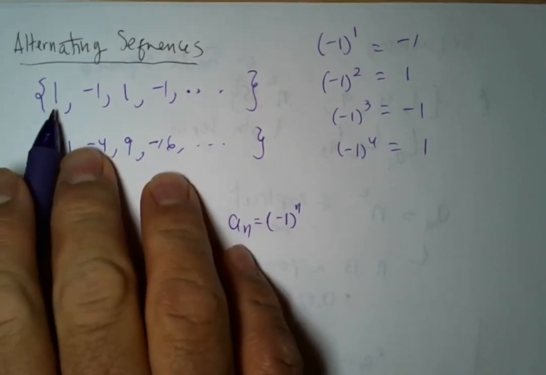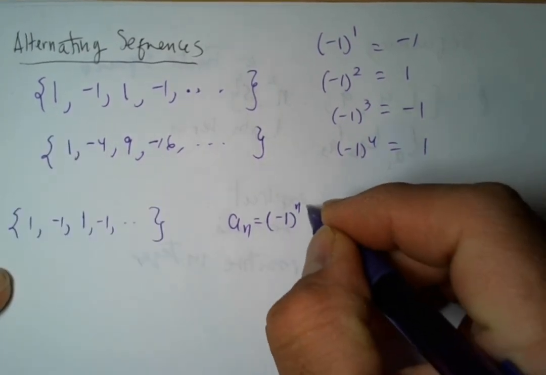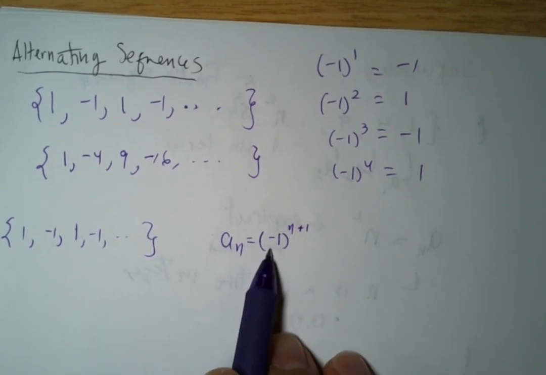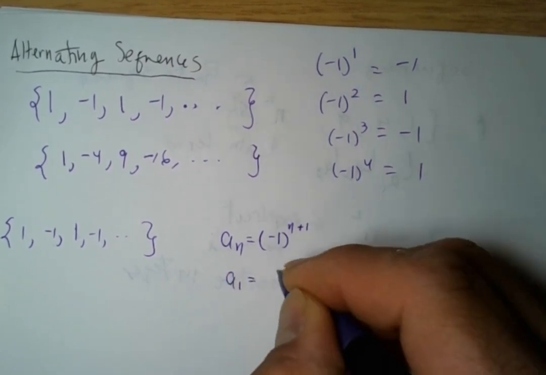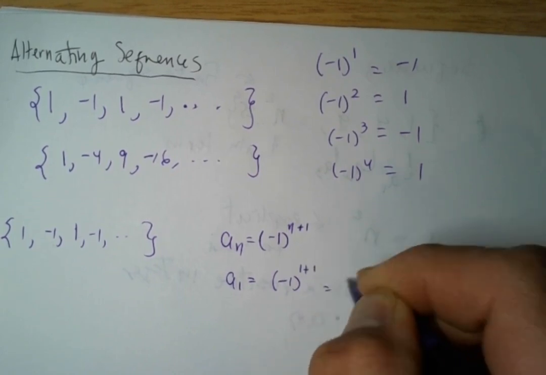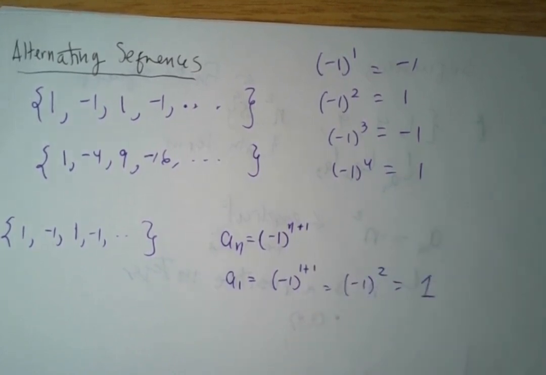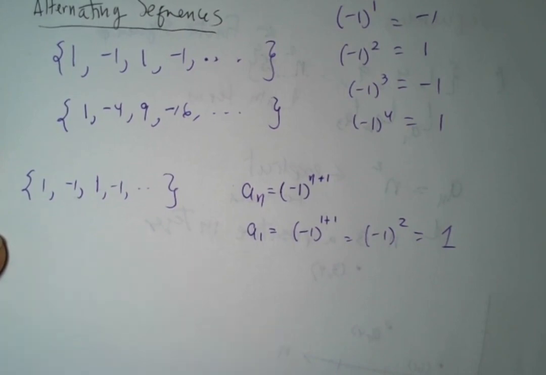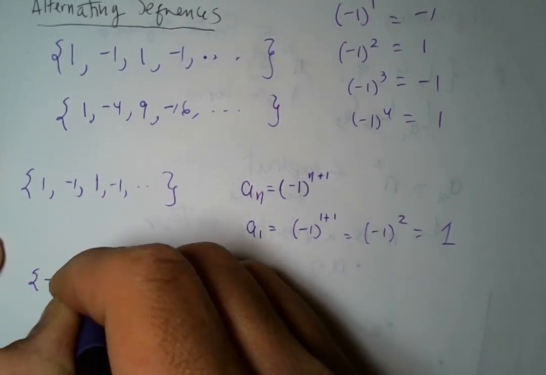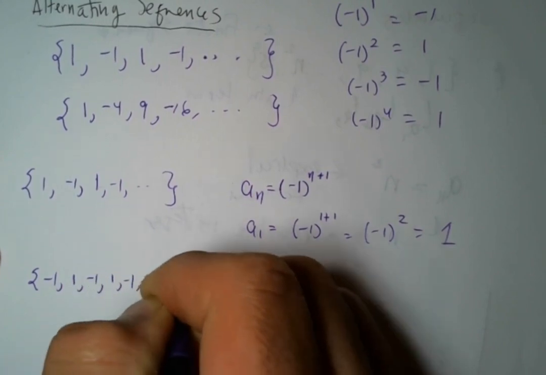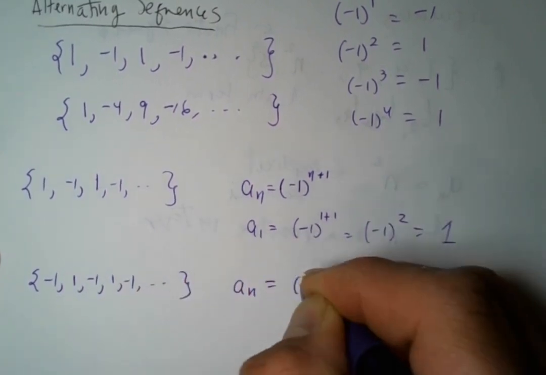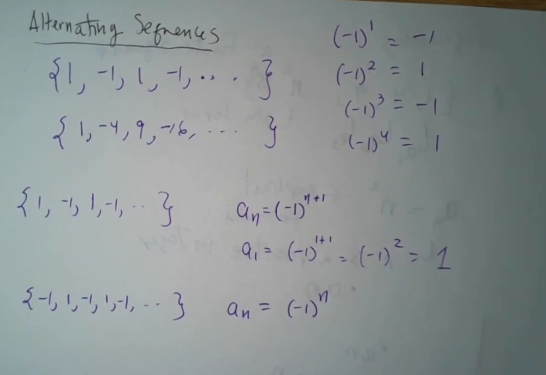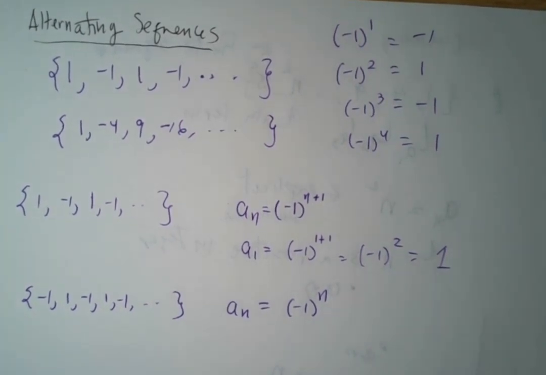If it starts off positive, we do have to be careful here. One way we can shift the terms is by adding 1 or subtracting 1. If we add 1, a1 starts off as -1 to the 1 plus 1, which is -1 squared, which gives me 1. So that gives us a way to start off with a positive. If I want to start off with a negative, then we can simply use -1 to the n. As soon as I plug in 1, I start off with a negative, and then I alternate from there. Negative, positive, etc.